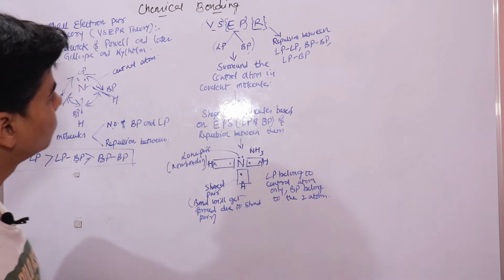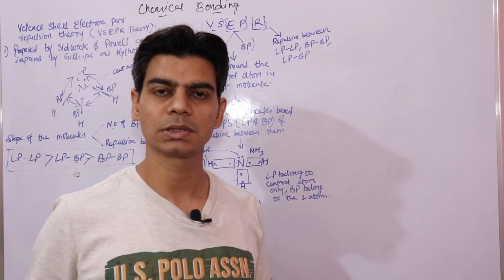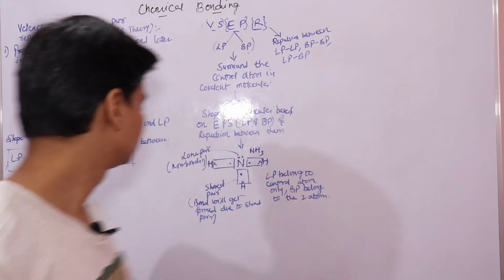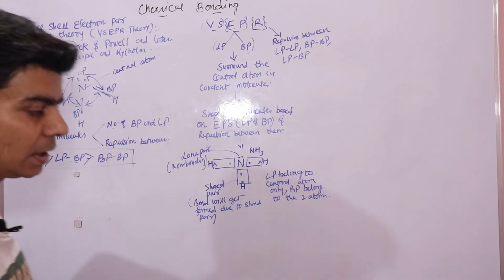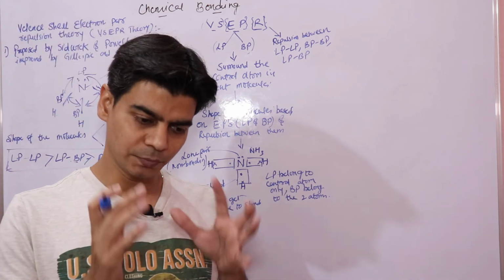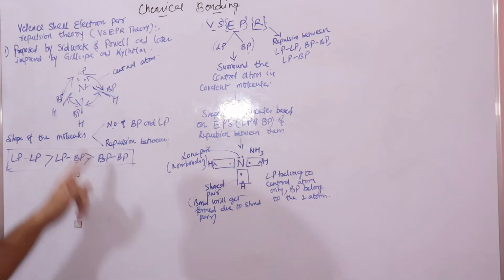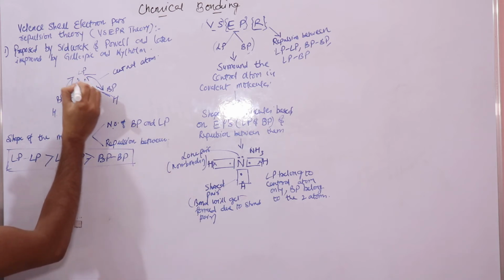This is the improvement that I was talking about in the beginning. This improvement was given by Nyholm and Gillespie, right? However you pronounce the name of the scientist, I said Gillespie, right? So what Gillespie and Nyholm observed is that the force of repulsion between these pairs, right? What they said is that this lone pair, right?